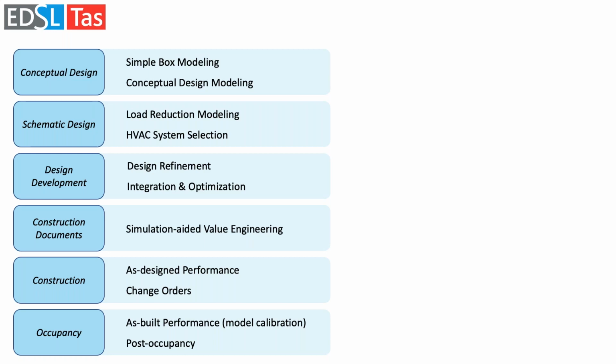Then in construction, you're beginning to assess the as-designed performance, effectively beginning the calibration of your building energy model, and then how to handle change orders, much in the same way that you would do simulation-aided value engineering in the CD phase. And then in post-occupancy, how you can calibrate a model, how you can utilize energy modeling through the building's occupancy life cycle, and also how it can feed back into future improvements. So that's a very quick 50,000-foot view of the types of energy analysis that are used throughout the design and occupancy life cycle.